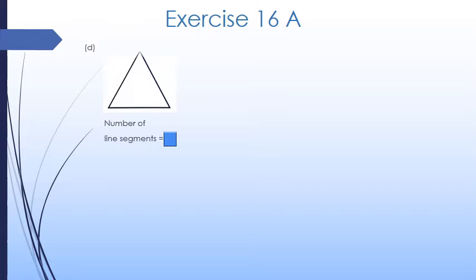Now let's come to the D part of this question. Here you can see that this is a triangle, right? And it is made up of how many line segments? Well, of course, there are three line segments. So in the blank box, what are we going to write? 3.